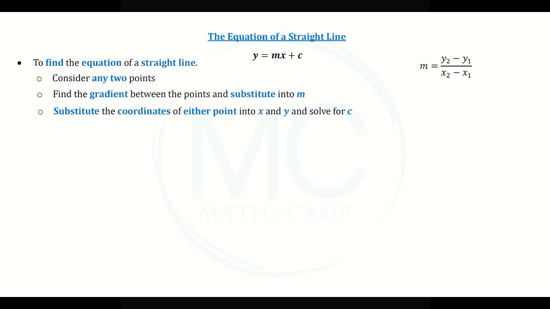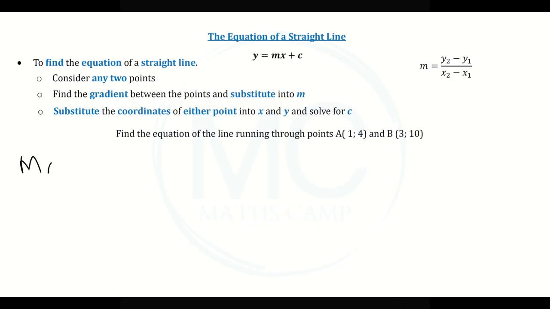Let's look at some examples. Find the equation of the line running through points A with coordinates 1, 4 and B with coordinates 3, 10. Let's start by finding the gradient between these 2 points. So we can say the gradient m of AB is equal to 10 minus 4 over 3 minus 1.